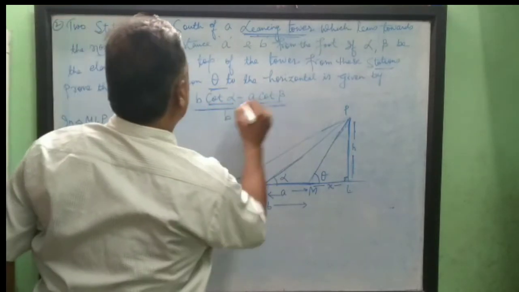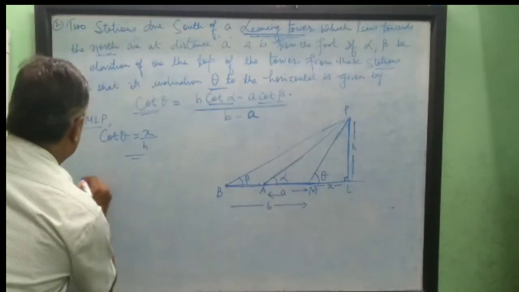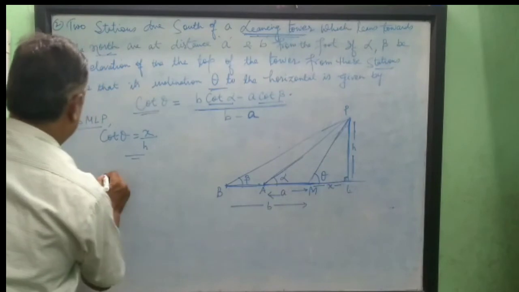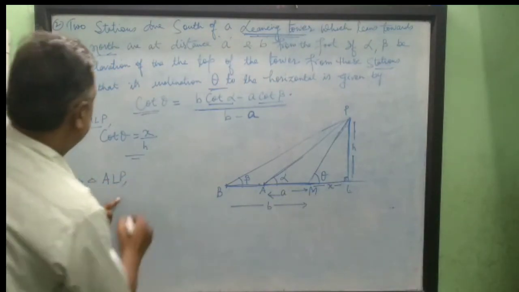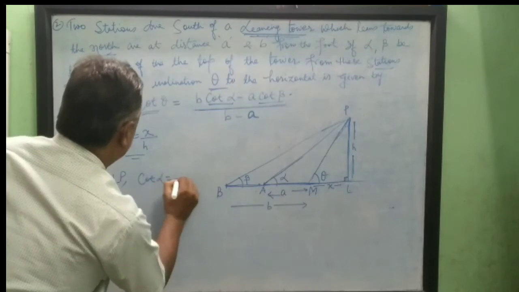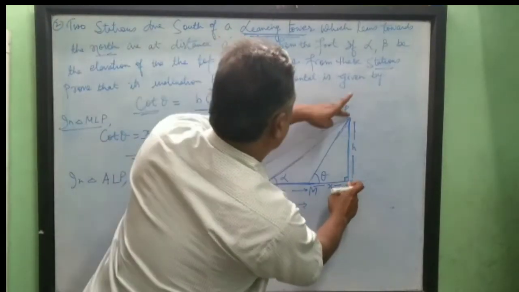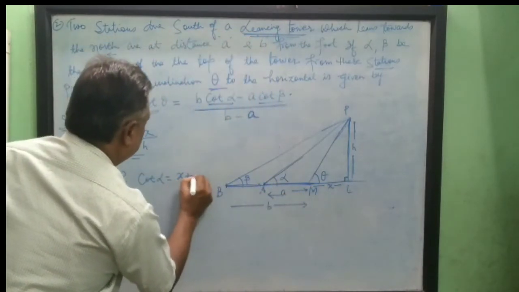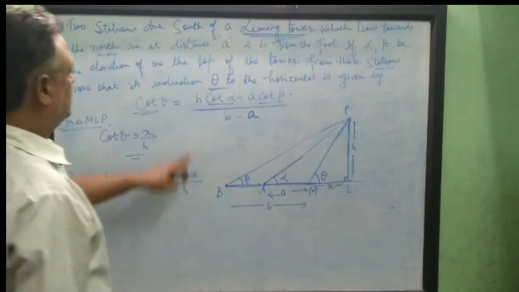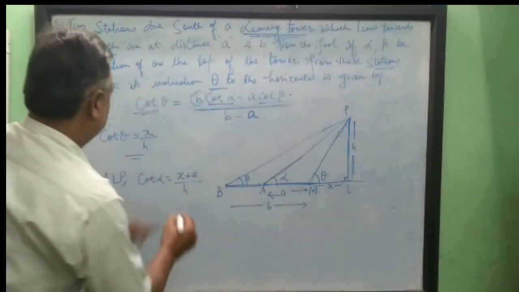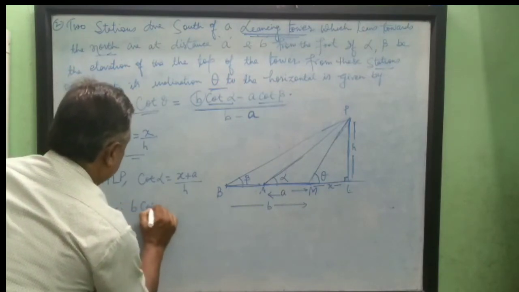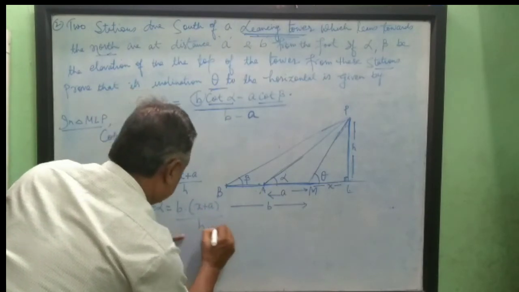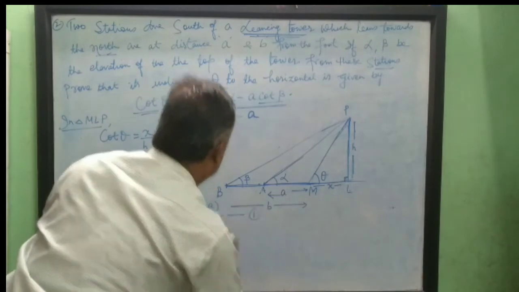Now calculate cot alpha and cot beta. In triangle ALP, cot alpha is equal to base by perpendicular. So cot alpha will be a plus x, or x plus a, by h. So b into cot alpha is equal to b into x plus a by h. Let this be equation 1.